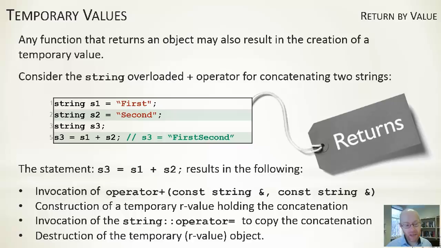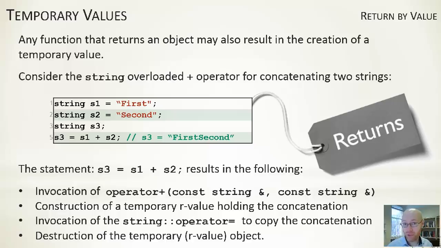Now, if we think about that statement, S3 is equal to S1 plus S2, how that gets executed is going to be as follows. First of all, it checks for the string class, is there an overloaded plus operator? There is. So that enables you to concatenate two strings together, and it produces a third string. This is our temporary or hidden variable, or R value, that holds the concatenated values. So we're going to construct a temporary R value holding the concatenation, which will be first, second.